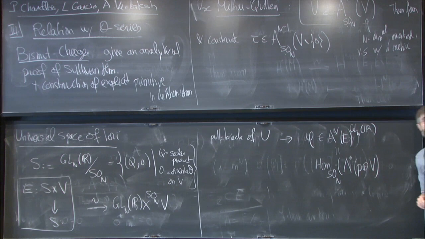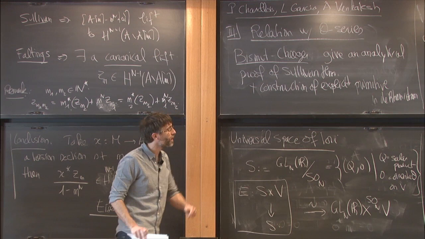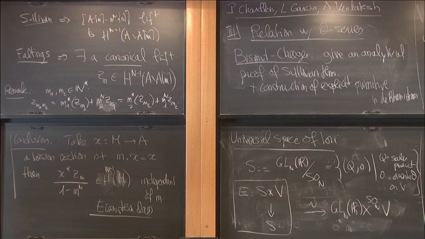And here, since I am GLN R equivariant, I can map into C infinity of V. But it's even more than that. The Mathai-Quillen formalism produces for you an element which lives not only in C infinity of V, but in the Schwartz space of V. And this relief, we know what to do with Schwartz functions. With Schwartz functions, we can build a theta series.